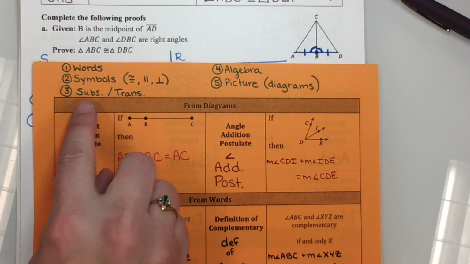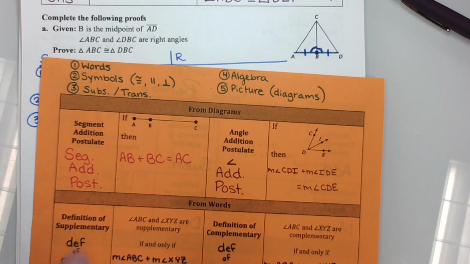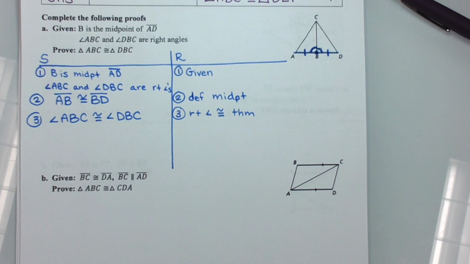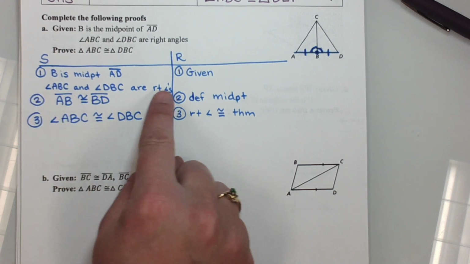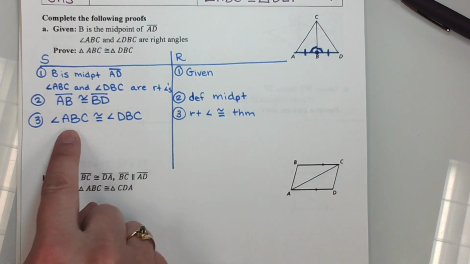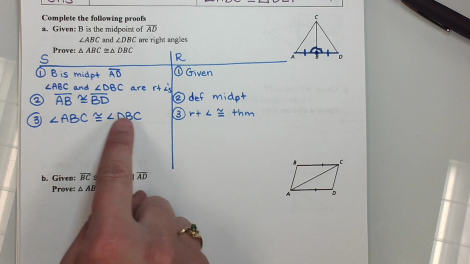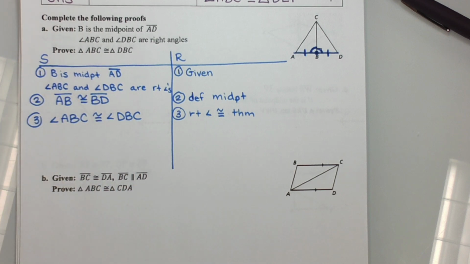The next option is substitution or transitive property. It requires the same thing showing up twice, either with equal signs or congruent symbols. Okay, within my equal signs and congruent symbols, I have AB, BD, ABC, and DBC, and none of them are the same, so I move on. The fourth thing is algebra. If I have congruent symbols, I'm not doing algebra. The fifth thing to look at is a picture.